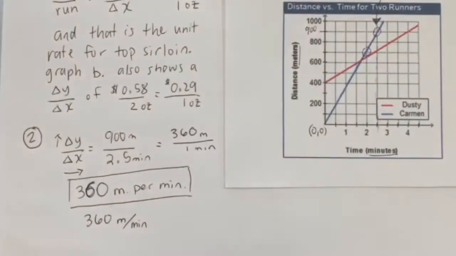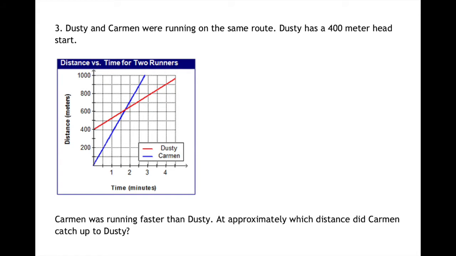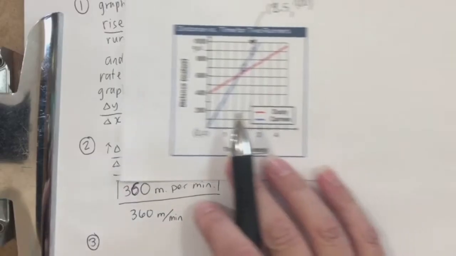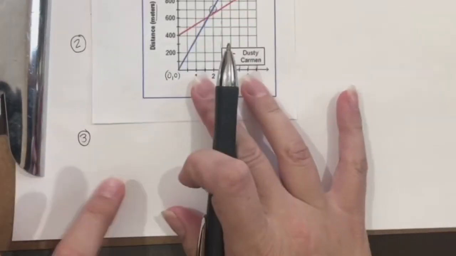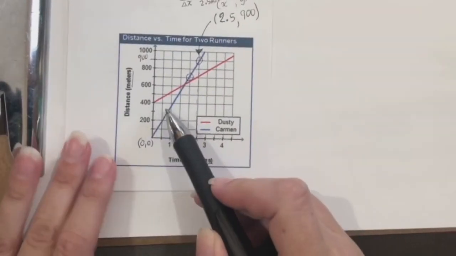Let's look at number 3. Carmen was running faster than Dusty. At approximately which distance did Carmen catch up to Dusty? So this isn't too bad at all. We don't even need to do any calculations. All we have to do is read the graph.